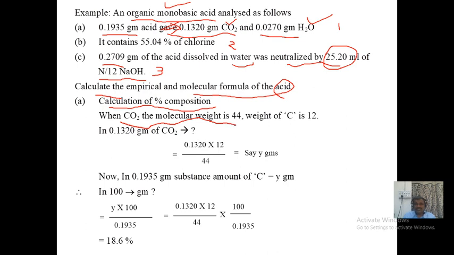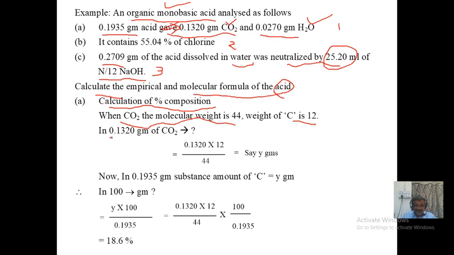2 oxygen, 36 plus 1 carbon, 12, 44. There is 1 carbon only, isn't it? And what is the atomic mass of that carbon? 12. So if you are given 44 grams of carbon dioxide, you can easily say that I have 12 gram of the carbon. What we are doing? Calculation of percentage of carbon, friend. So 44 carbon dioxide will correspond to 12 gram of carbon.